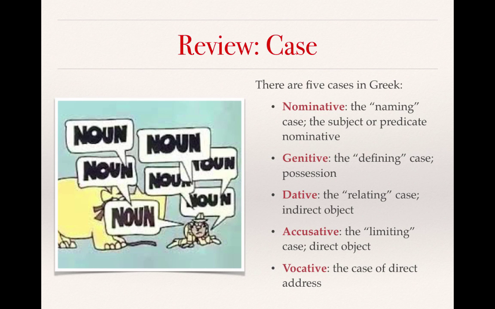We also talked a good bit about case. And so you'll recall that there are 5 cases in Greek. The nominative is the naming case, often indicates the subject or the predicate nominative. The genitive is the defining case, often indicates possession. The dative is the relating case, and it often indicates the indirect object. The accusative is the limiting case and often indicates the direct object. And vocative is the case of direct address. And like I said in the previous lecture, these are illustrative examples of the functions of case, and more of them will be added as we move along in the course.